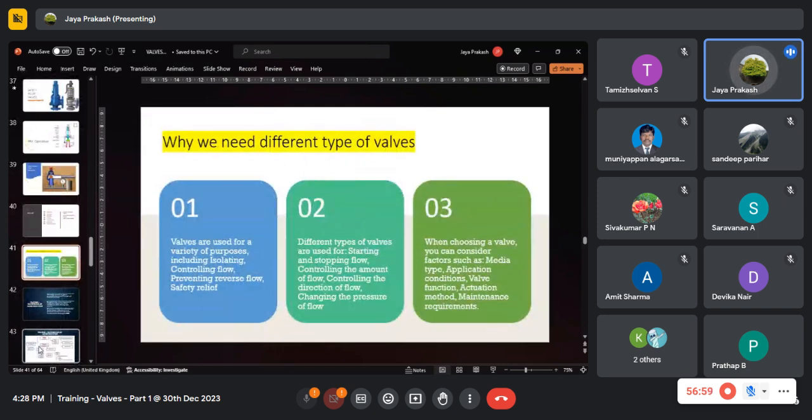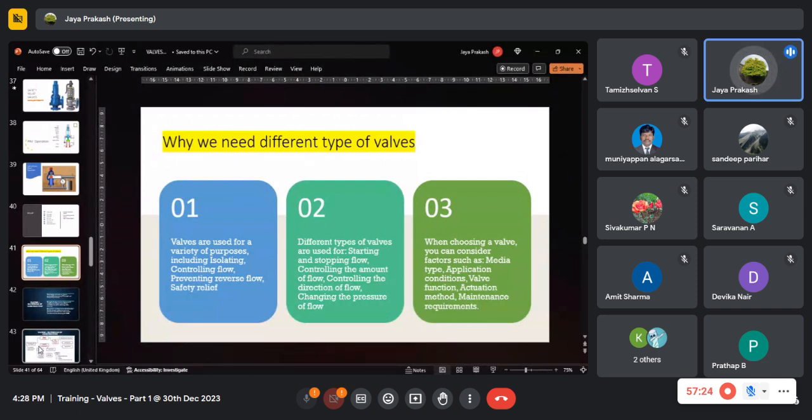Valves are used for a variety of purposes, including isolating, controlling flow, preventing reverse flow, safety, etc. So different types of valves are required because of these different requirements. Starting and stopping flow, controlling the flow, or avoiding any excess flow: all these are requirements. That's why we need different types of valves.